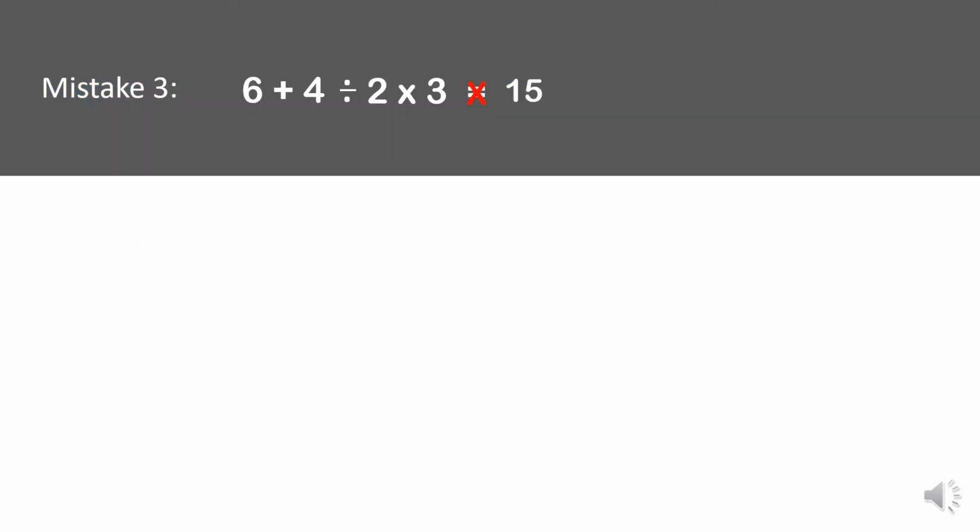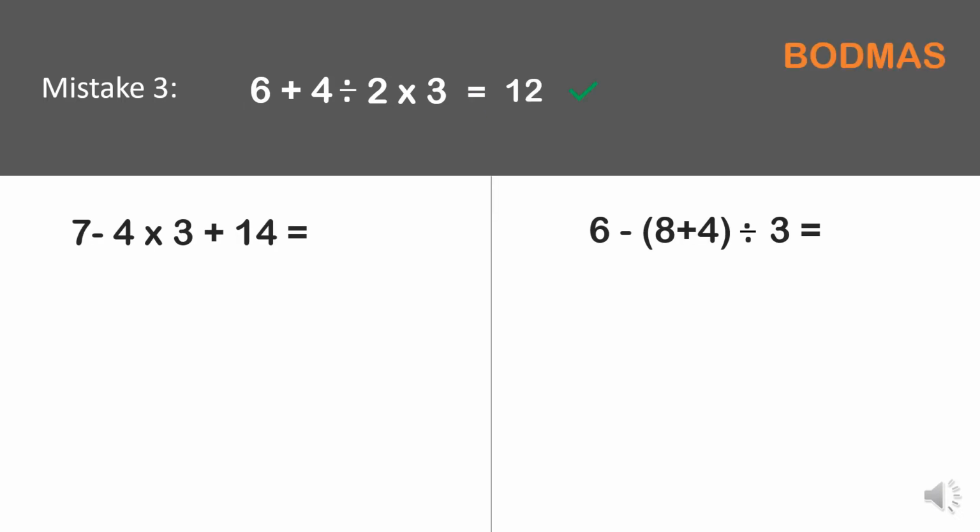Mistake number 3. When we have several mathematical calculations, we have to make sure that we apply them in the right order. So when we add 6 to 4 divided by 2 times 3, this should not equal 15. When you apply the mathematical calculations as per BODMAS, the correct answer should be 12. This means division comes before multiplication, which comes before addition or subtraction.